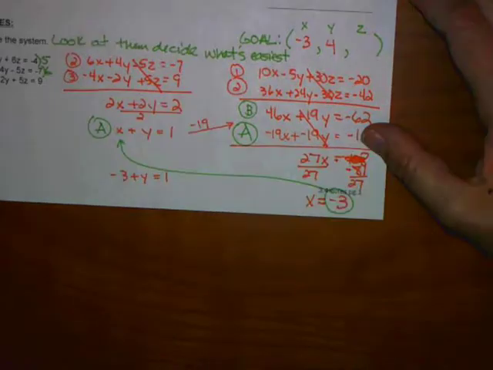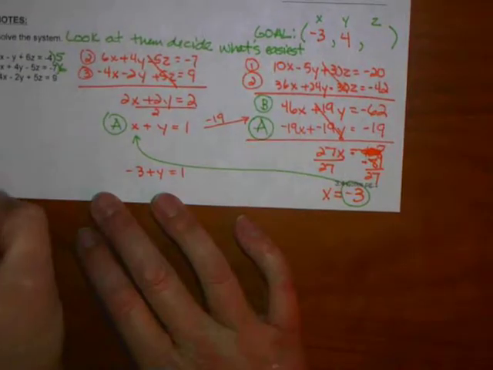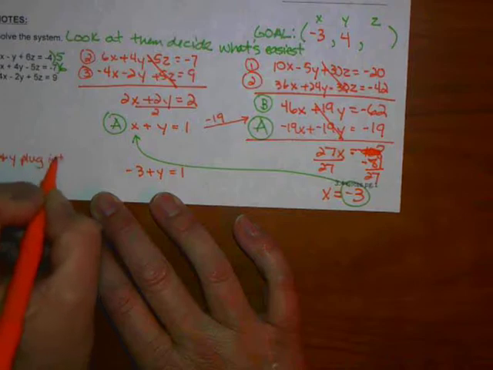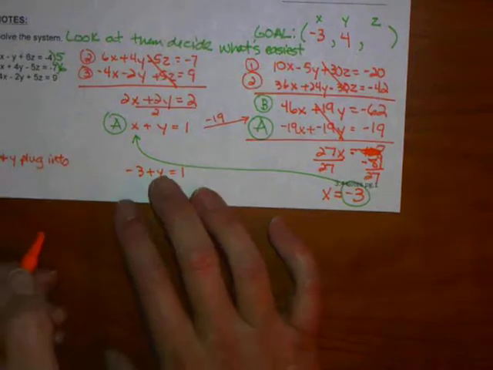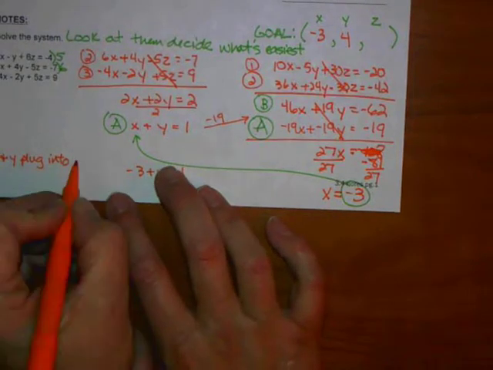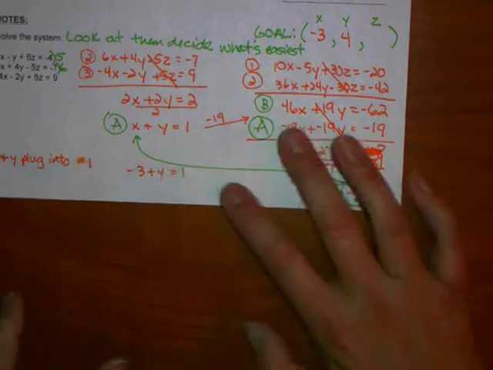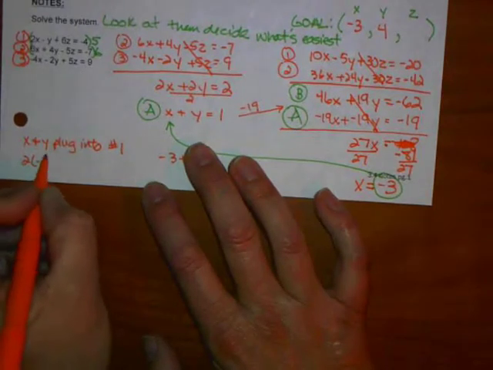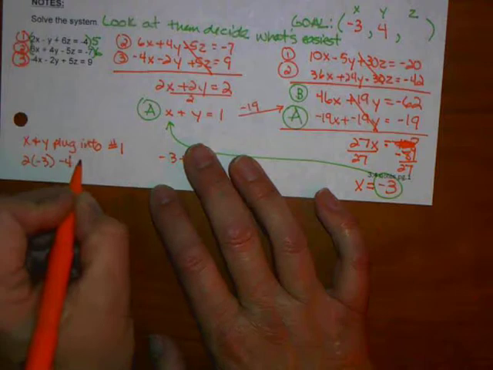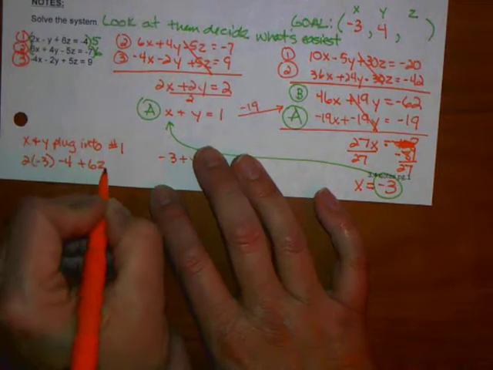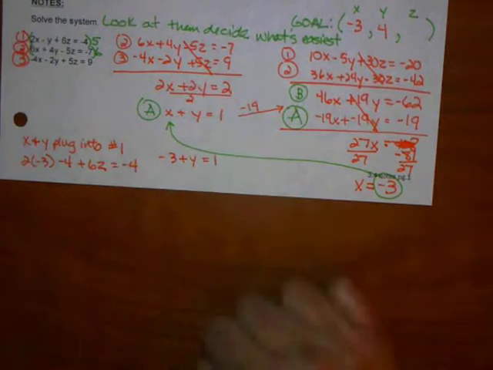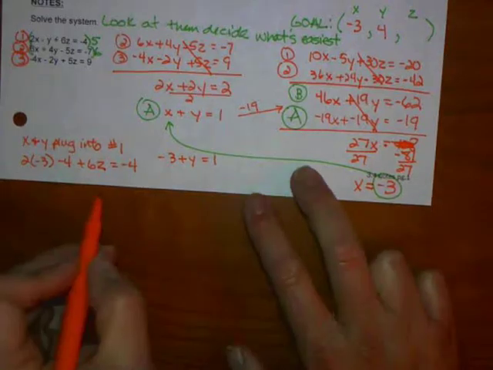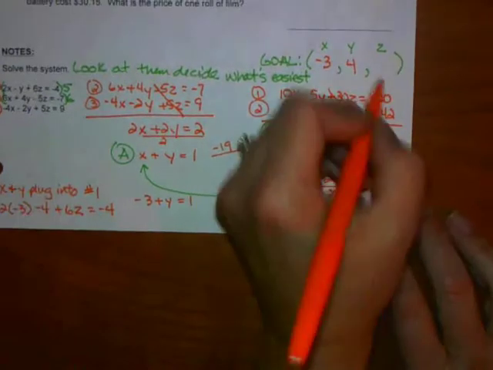I know, something happened. And then you take the x and the y and plug into any of your equations. I just did it into number 1. You can plug it into any of them. Plug into number 1. And this is what you get. You get 2 times negative 3 minus 4 plus 6z equals negative 4. And when you solve for z, you get 1.